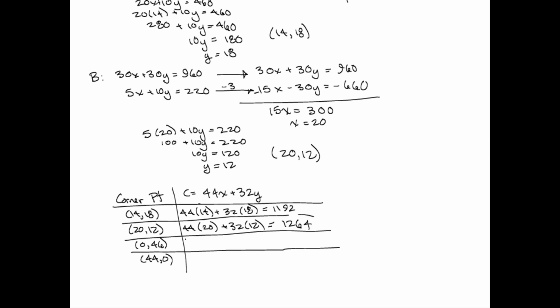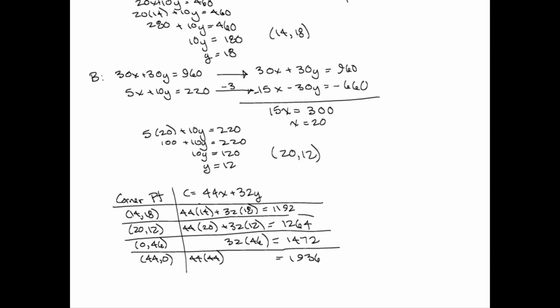Here, the first part will be 0. Now we have 32 times 46, which is 1,472. And now last we have 44 times 44, which is 1,936.